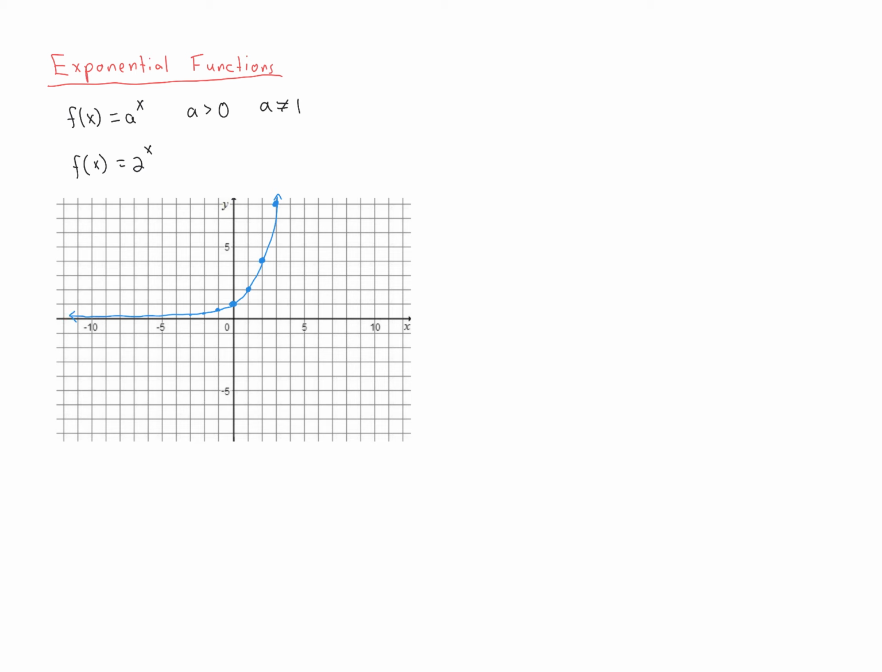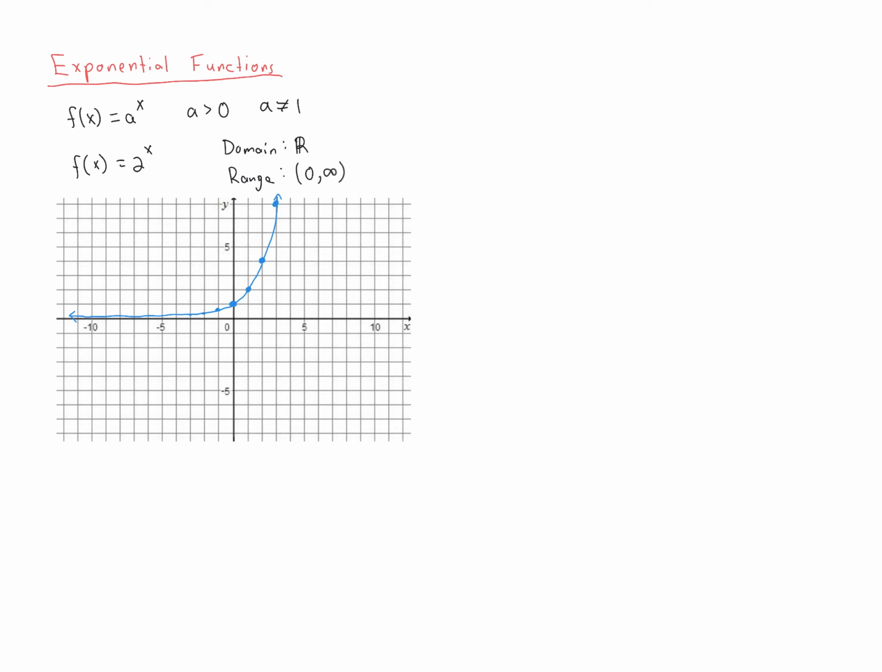So this is a graph of a very basic exponential function. You'll notice that the domain here is all real numbers, which is true for all exponential functions. And then the range here is not all real numbers. We can see that the range goes from 0 to infinity, not including 0, because we never actually end up touching the x-axis.